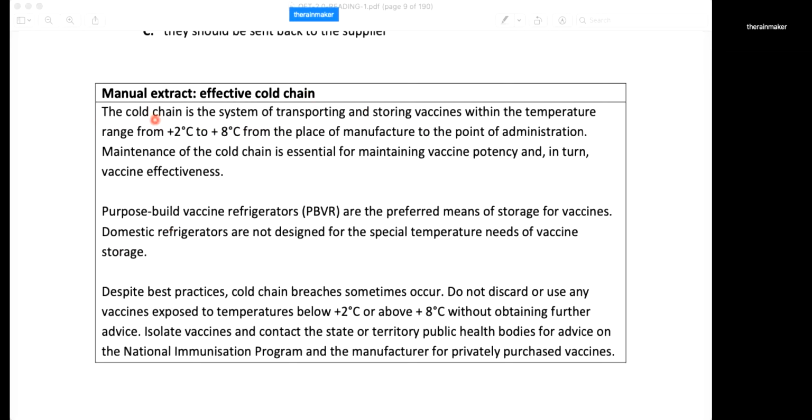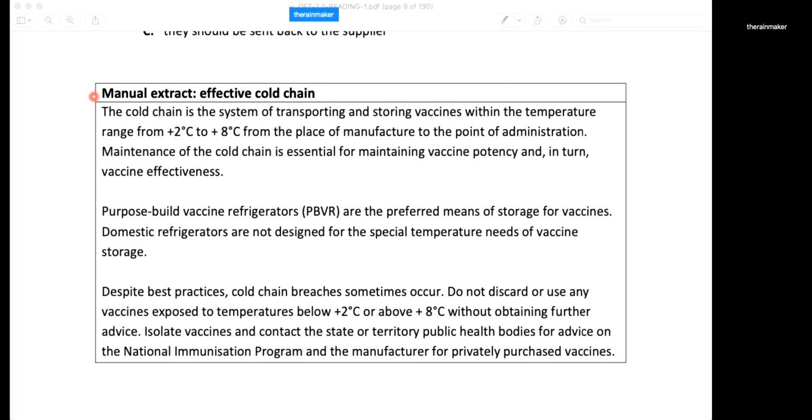So let's see. "The cold chain is a system of transporting and storing..." See, this is talking about an introduction. But our options, and the question, are more towards what? Issues, isn't it? "Purpose-built vaccine refrigerators are the preferred means..." Again, this is a kind of definition about the types of refrigerators. But we're not concerned about that. Here is the answer. Look at that: "Despite best practices, cold chain breaches sometimes occur. Do not discard or use any vaccines exposed to temperature deviations without obtaining further advice." Then you choose your answer.